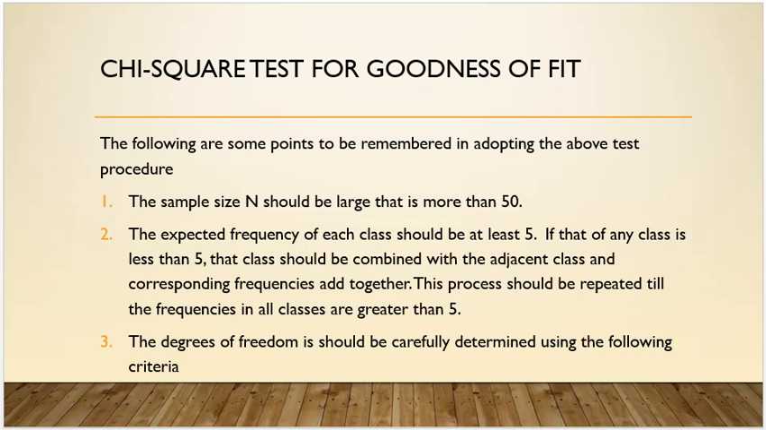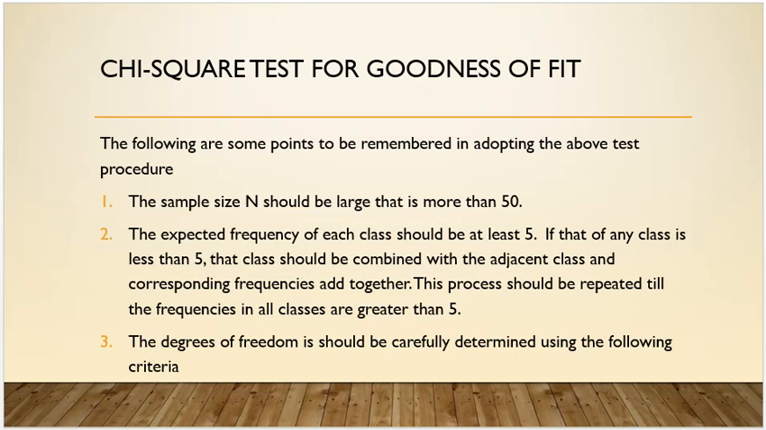Before going to do the test in practical situations, you have to make sure that the number of samples, the total of the frequencies, should be more than 50, and the theoretical frequency that you calculate should be at least 5. If it is less than 5, you have to add the corresponding classes to make it greater than 5.